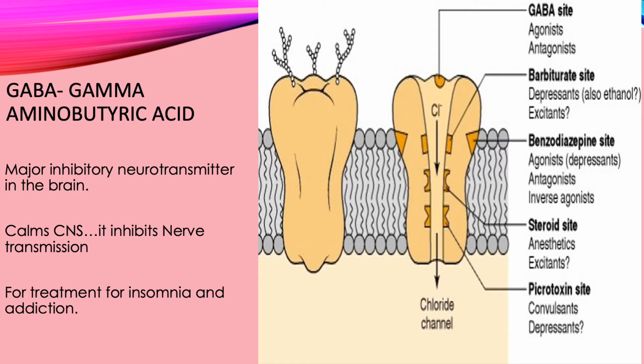So we have a GABA site which can be agonized or antagonized. And then we have the specific site for barbiturate, a specific site for benzodiazepine drugs, a specific site for steroid, and we have also one for picrotoxin. Generally, these sites will help release our neurotransmitter GABA in the brain, which results in the influx of chloride ion that causes hyperpolarization and inhibition of our nerve transmission.